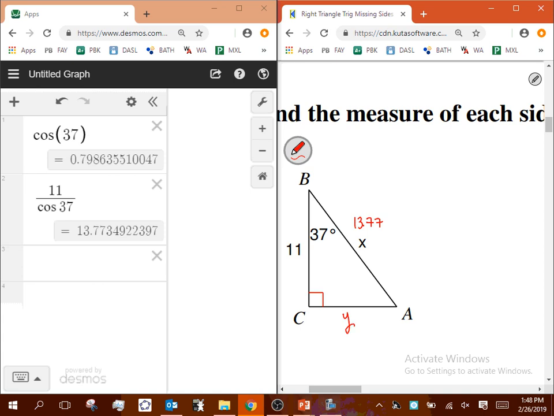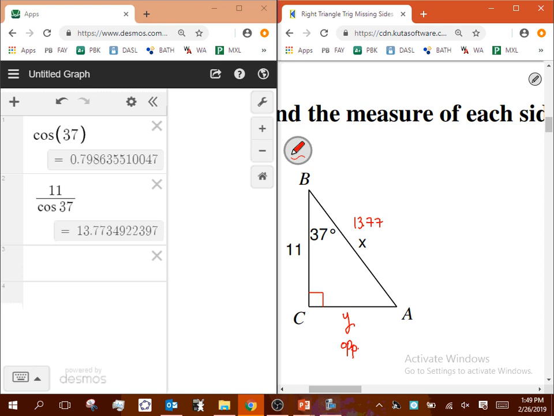When I'm going to find y, it's obviously the opposite side, right? So I need to use one of my trigonometric ratios that has the opposite side in it. So it's either sine, because it has opposite and hypotenuse, or tangent, which is opposite and adjacent, right? Which one do you think would make more sense here?